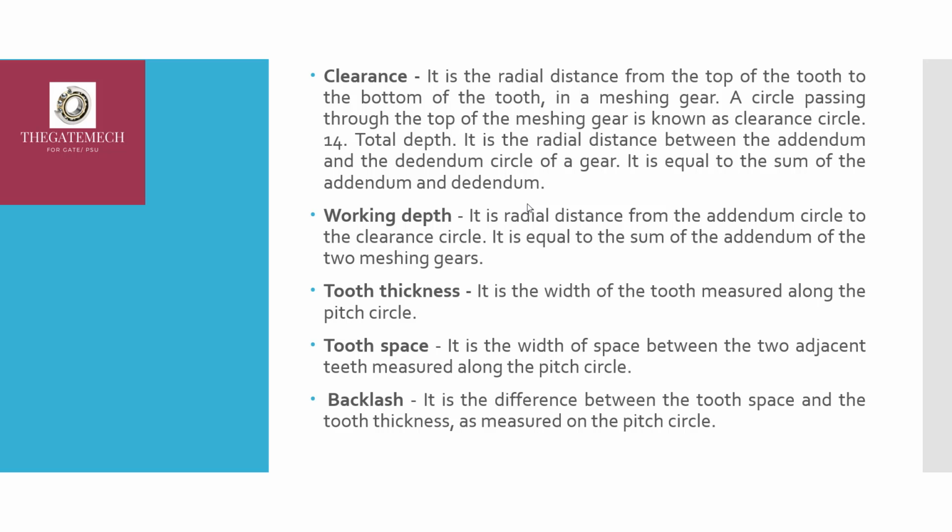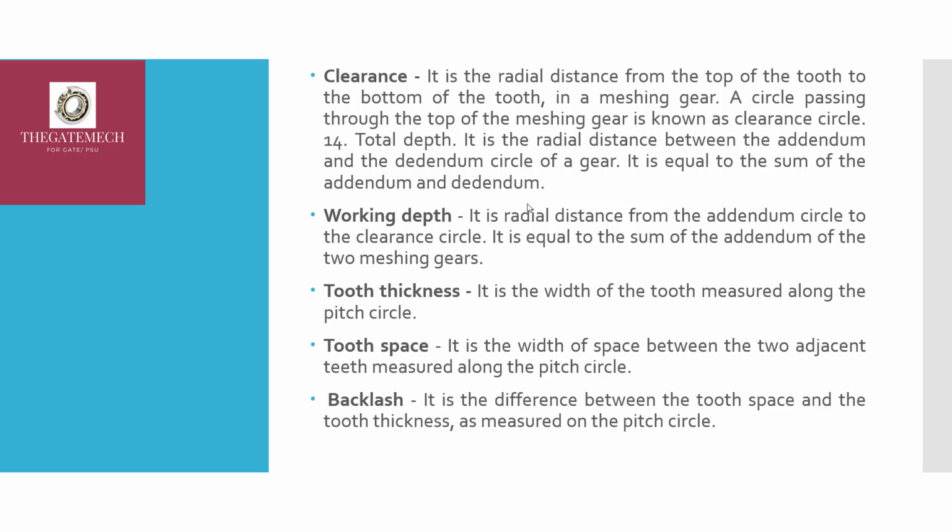Clearance is the radial distance from the top of the tooth to the tooth root of the mating gear. In gears, a circle passing through the top of the mating gear's tooth is known as the clearance circle. Total depth is the radial distance between the addendum circle and the dedendum circle of the gear. It is equal to the sum of the addendum and dedendum.